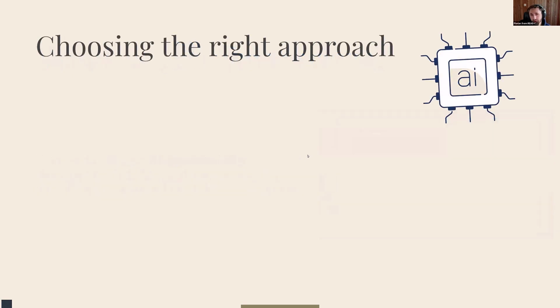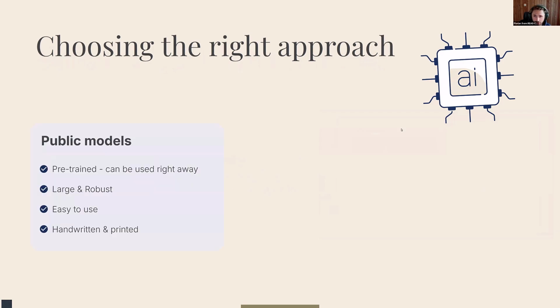When you work with Transkribus, there are basically two main approaches. We also went through that last time. You can use public models or ready-to-use models. They are large and robust, so sometimes they have already incorporated multiple languages. They are easy to use, handwritten and printed.